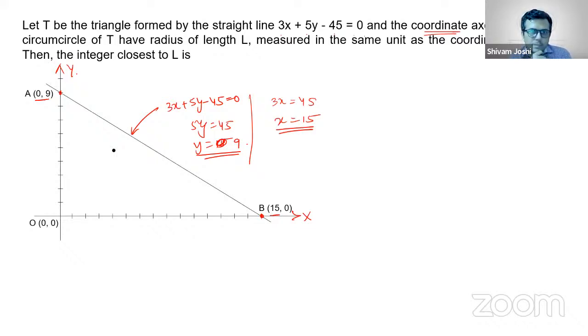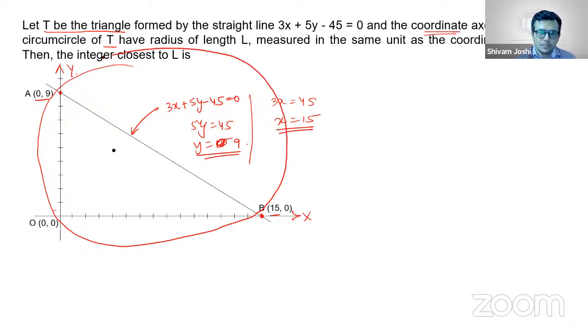Let the circumcircle of T, T they have used for a triangle. Okay, so this entire triangle can be called T. This thing is T. AOB is a triangle T. And then it will have a circumcircle of a radius L. Okay, so circumradius is generally capital R, which they have taken as L in this question. Correct. Measured in the same unit as the coordinate axis. The integer closest to L is how much?